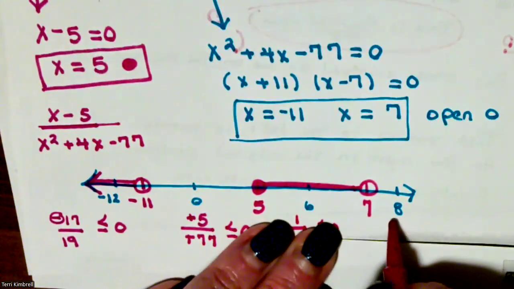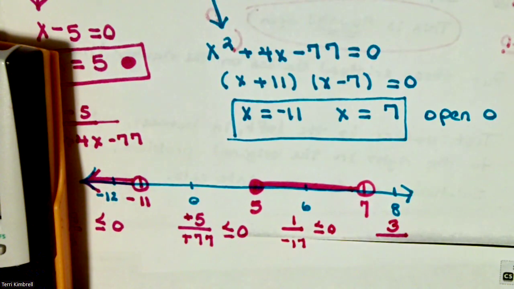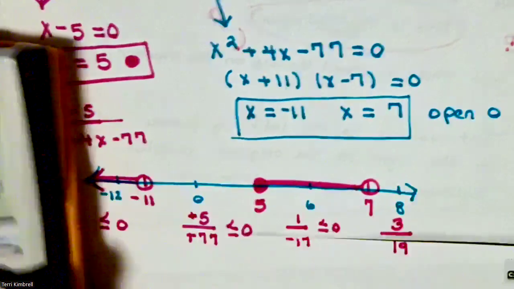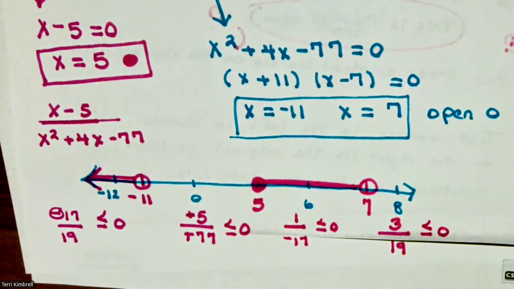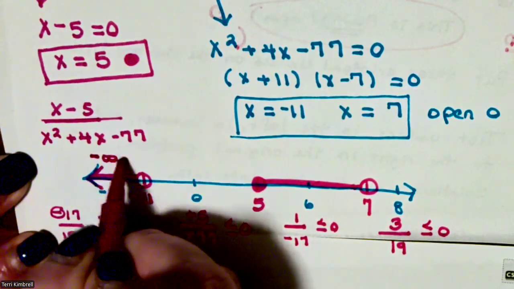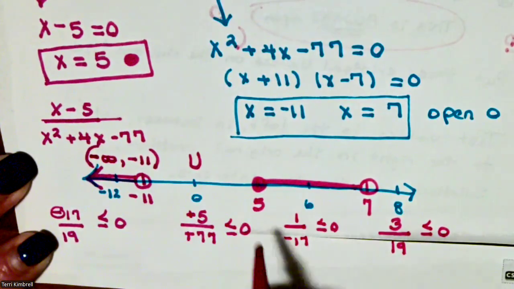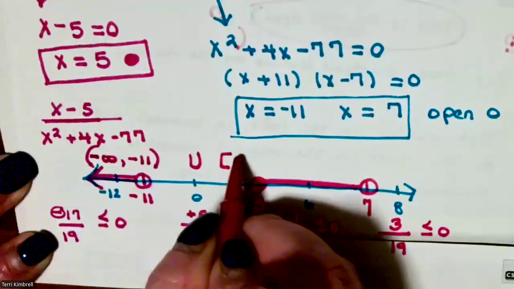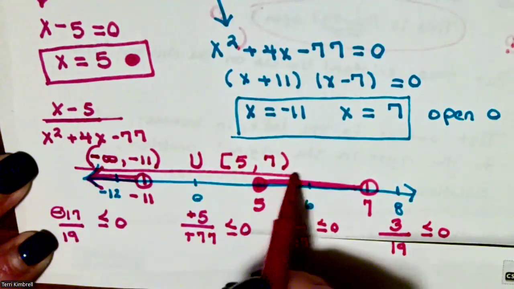And then 8 minus 5 is 3. And then you would do 8 squared plus 4 times 8 minus 77. And that's 19. So that would be false because a positive is not smaller than 0. So to put your answer, this would be going from -infinity to -11 with a parenthesis, union. This 5 has a bracket and it goes to 7, and that has a parenthesis.